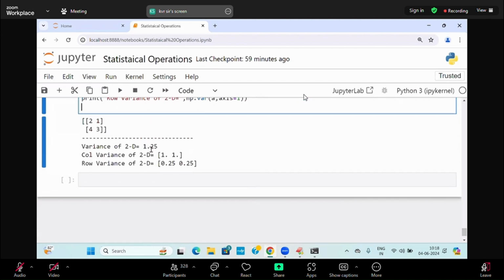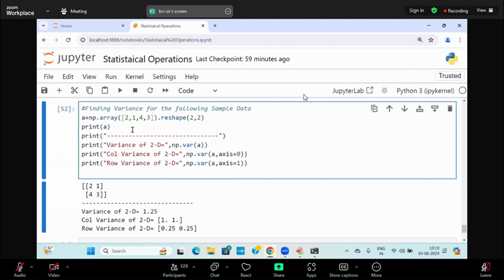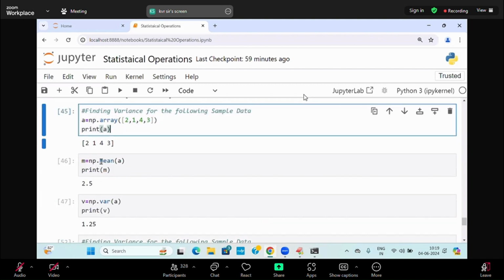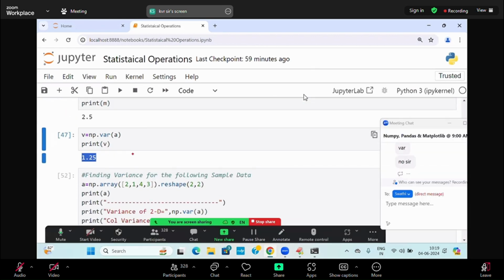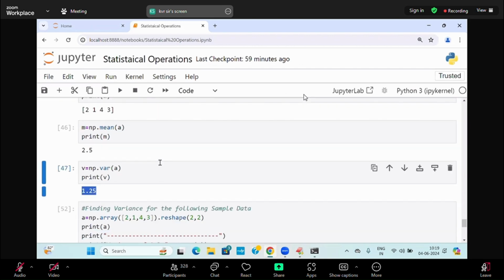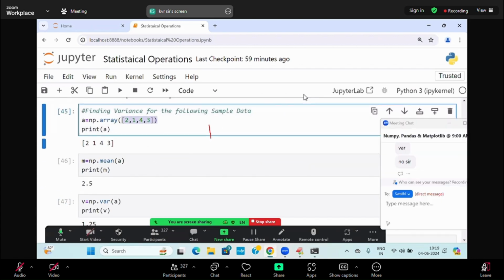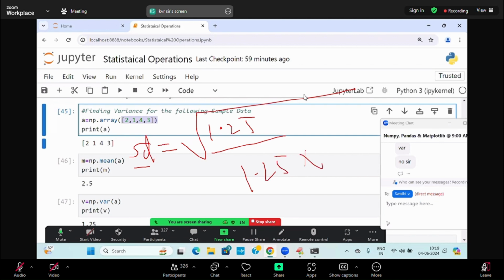Next, standard deviation. Standard deviation will be very simple. What is the variance I got here? 1.25. Variance for normal data is called what? 1.25, and its square root is the standard deviation. If you want to express the variance in terms of square roots, you can go for standard deviation. 1.25 star star 0.5: without using square root, I can use this type of formula also.